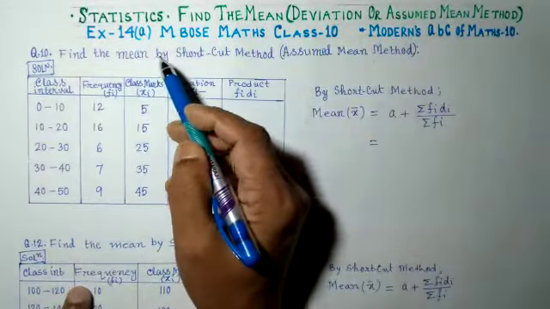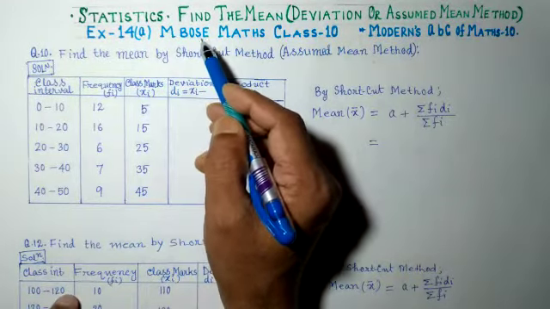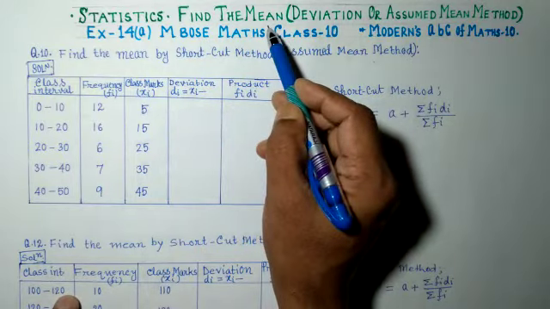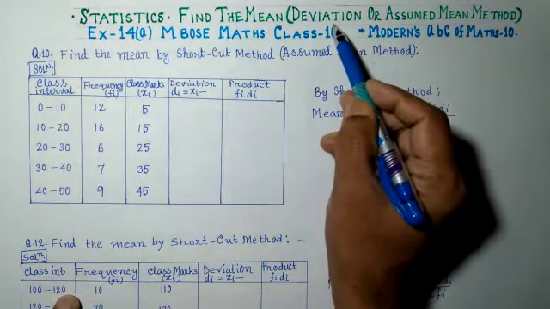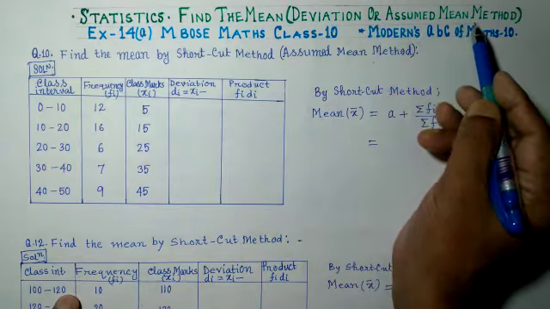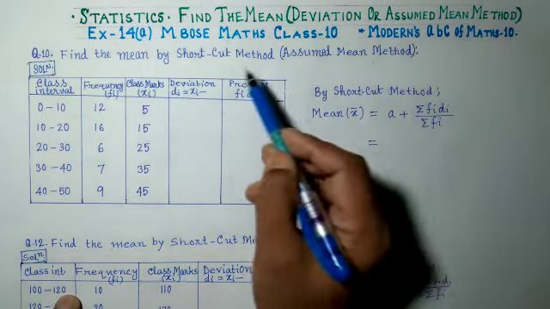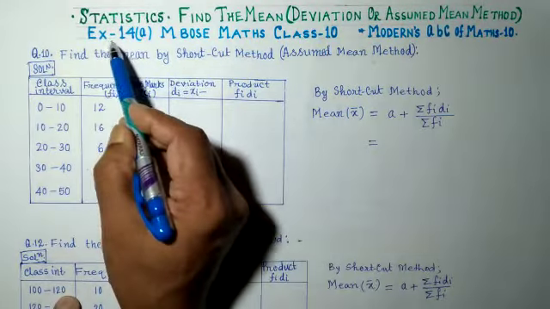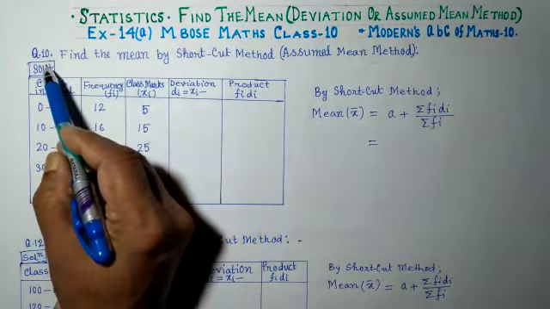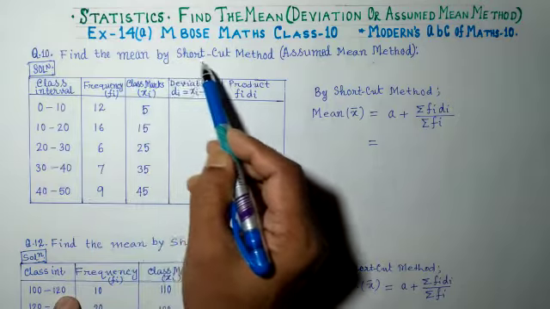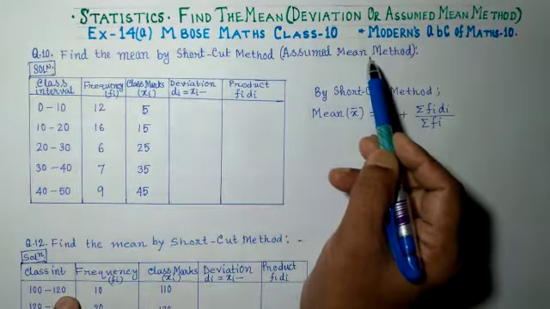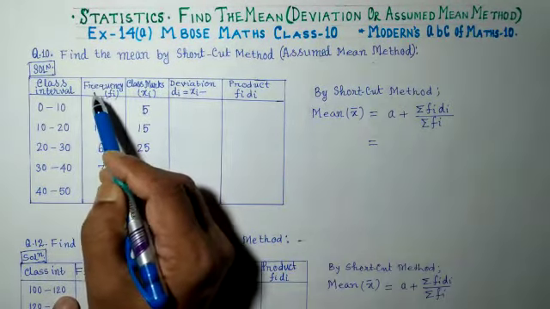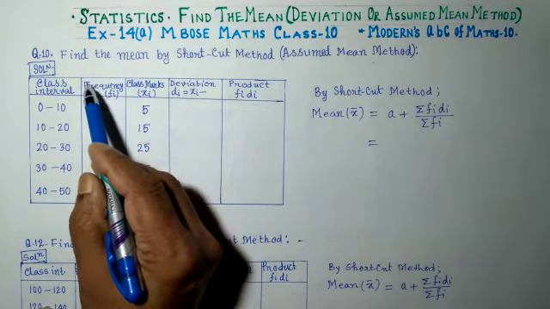Hello, my dear students. Today we will learn mean by the method of deviation or assumed mean method. This is also known as shortcut method. So look at exercise 14a, question number 10. Find the mean by shortcut method or assumed mean method. So first write the question in vertical form.